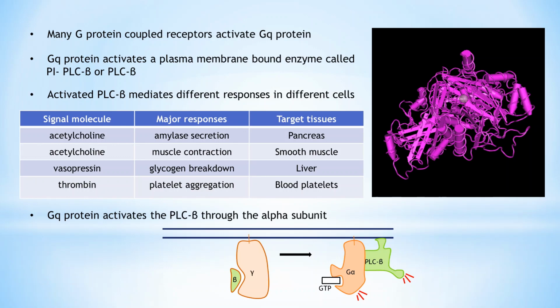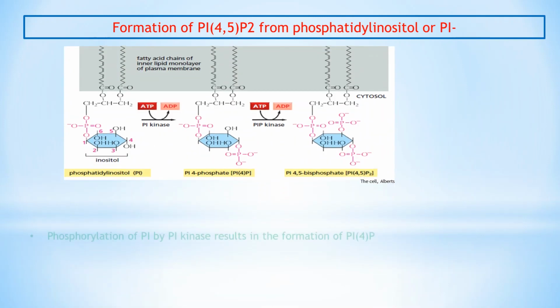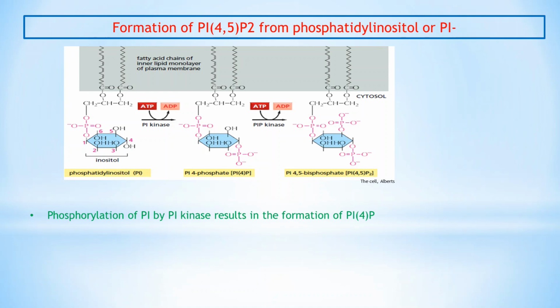Before going into the inositol phospholipid signaling in detail, let's first understand how PIP2 is formed. At first, phosphorylation of phosphatidyl inositol or PI by phosphatidyl inositol kinase or PI kinase at the 4th carbon position results in the formation of phosphatidyl inositol 4-phosphate or PI4P. Then, PI kinase again phosphorylates PI4P at the 5th position to form phosphatidyl inositol 4,5-bisphosphate or PI4,5P2.